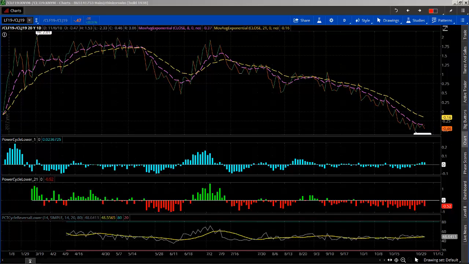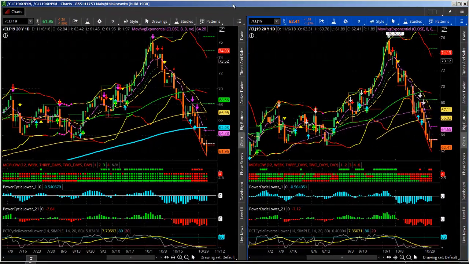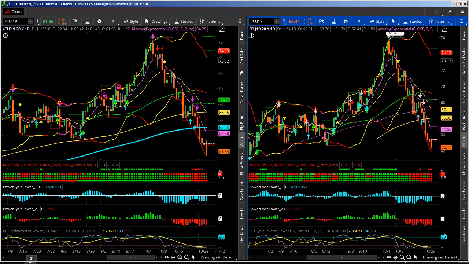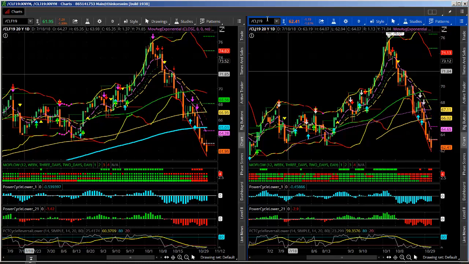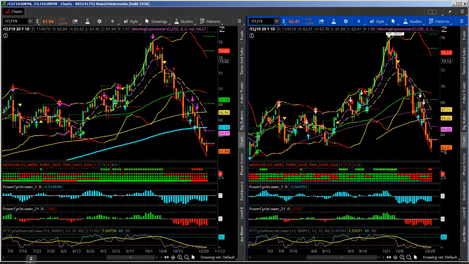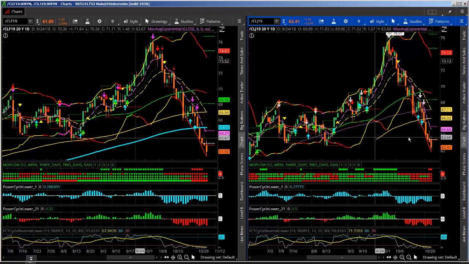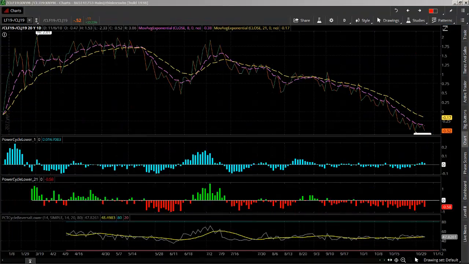Here's what it looks like if you just put it chart to chart. Here's the January WTI, and you can see it's trading down here at 61.95. Then you look over to the April contract, and it's trading at 62.41. So the spot month is weaker. This shows you the structure of the market is definitely weaker for the spot month versus the forward months, and that's what we call contango.